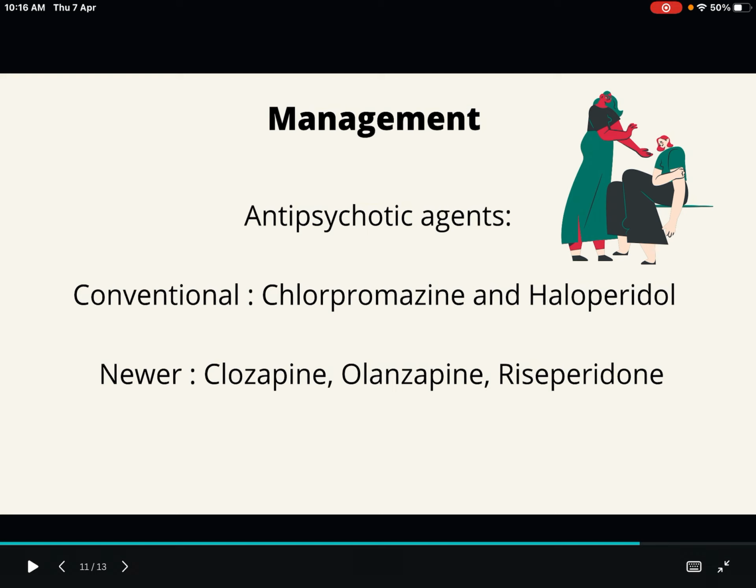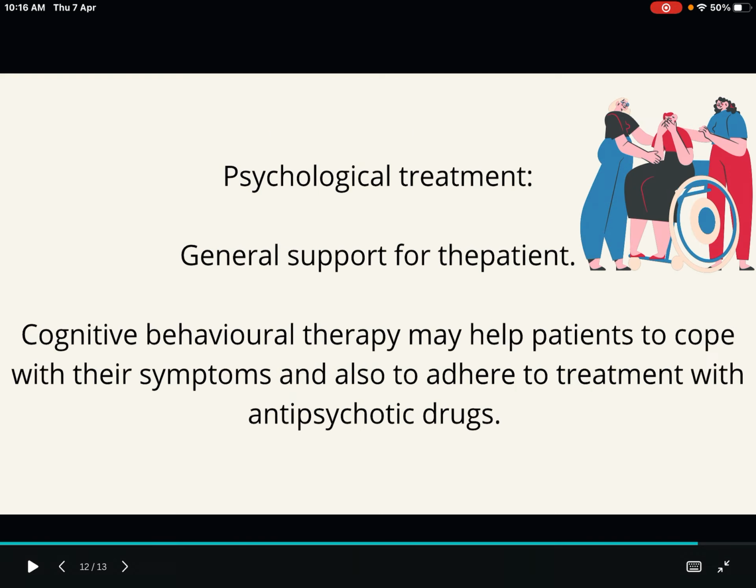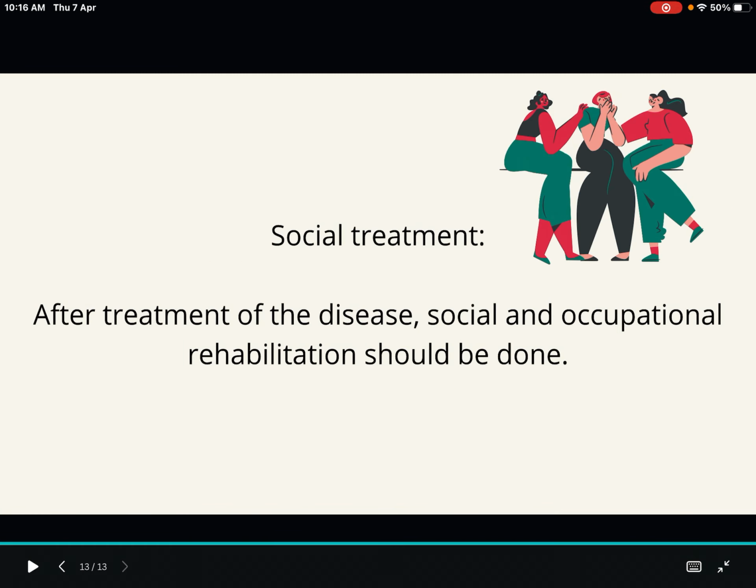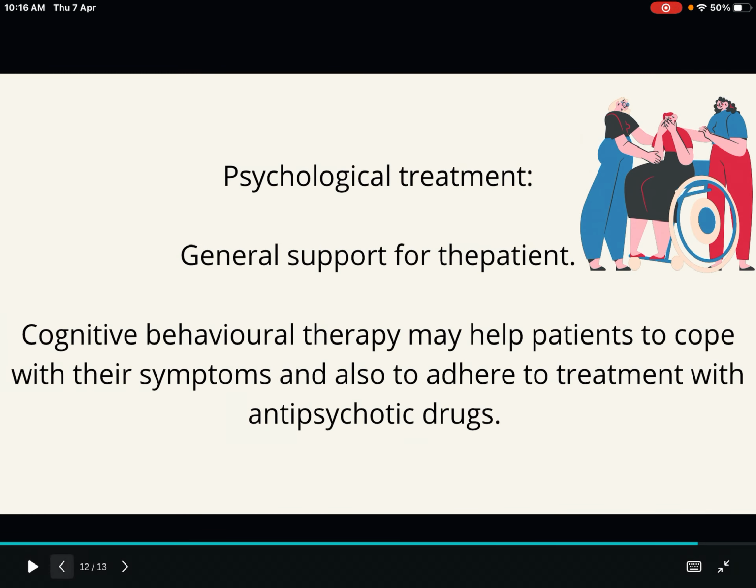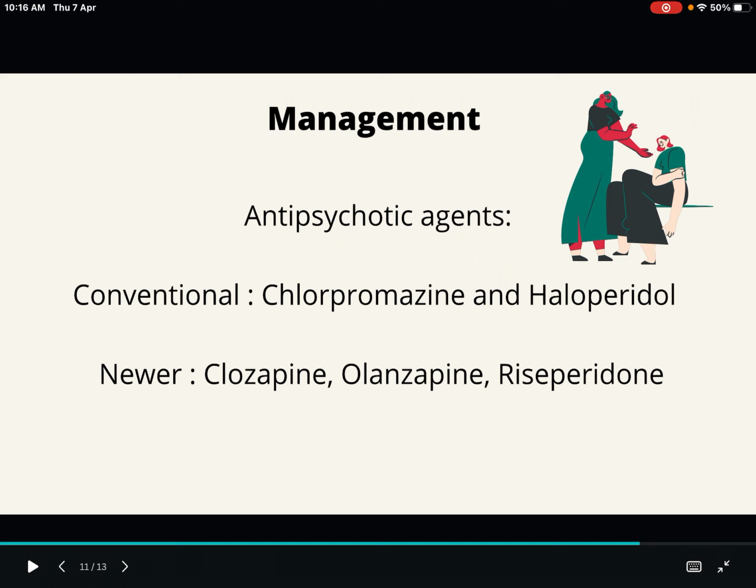And now let's see the management part. The management includes various modalities: antipsychotic agents we can use, psychological treatment we can use, and social treatment. And we have to use all these 3 concurrently. Then only we will get the effective treatment for this condition. Coming to the antipsychotic drugs, I will be making a video regarding the antipsychotic agents, the newer, the conventional and all, because that will be asked as a 2-marker question separately. So let's see what are the antipsychotic agents. Conventional are there and newer are there.